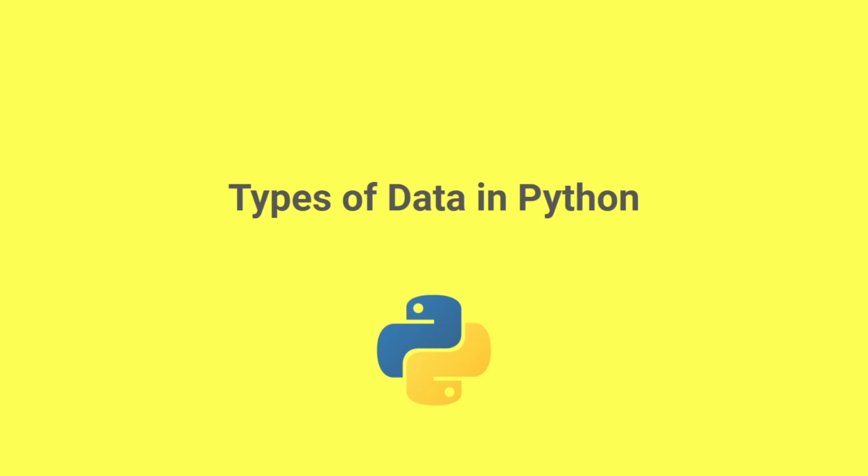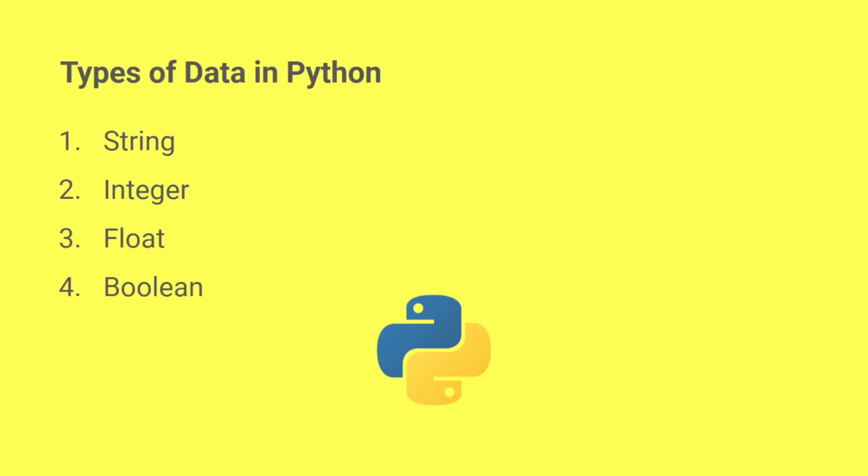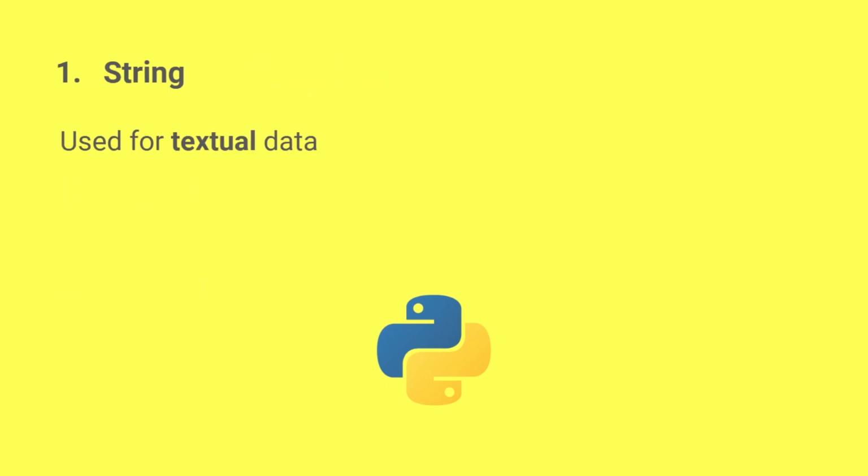Hi there, in this video I'll talk about the different types of data that we have in Python. Now we have four types of data, okay? The first is string, then we have integer, float, and Boolean. Let's talk about each one of these one by one. So starting with the string.